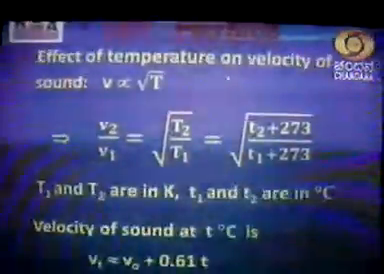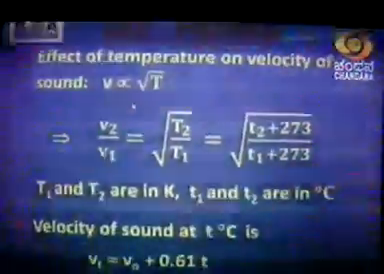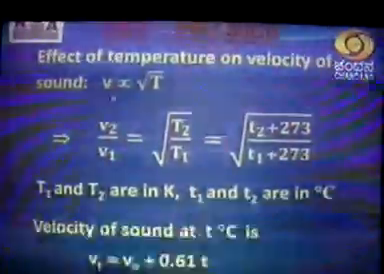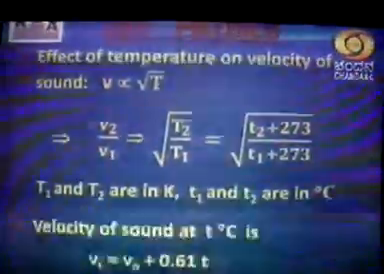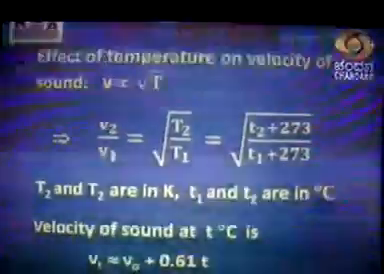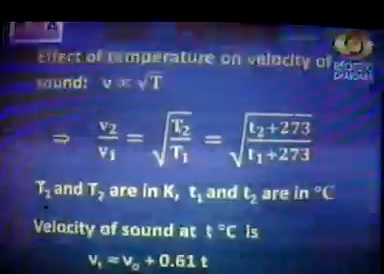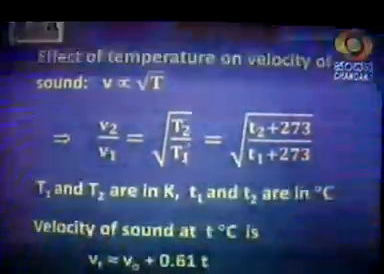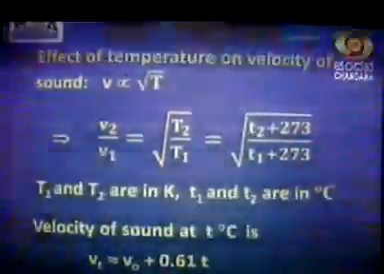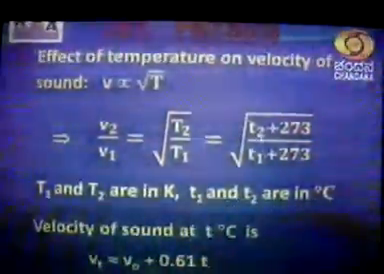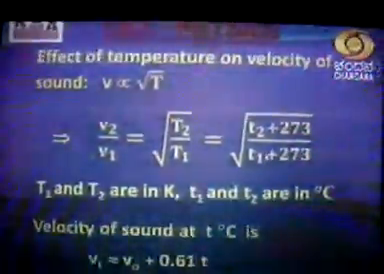Next, the effect of temperature on the velocity of sound. If the temperature of the medium changes, the velocity of sound also changes. And how does it change? As we have seen in the previous slide, v is proportional to the square root of the absolute temperature T. We can also write, at two different temperatures, the ratio of velocities as v2 by v1 equal to square root of T2 by T1, where capital T1 and capital T2 are expressed in Kelvin, or we can also express them in degrees Celsius, that is small t2 and small t1 in degrees Celsius, adding 273 as shown here.